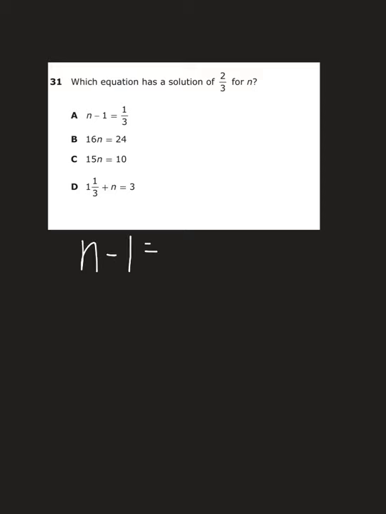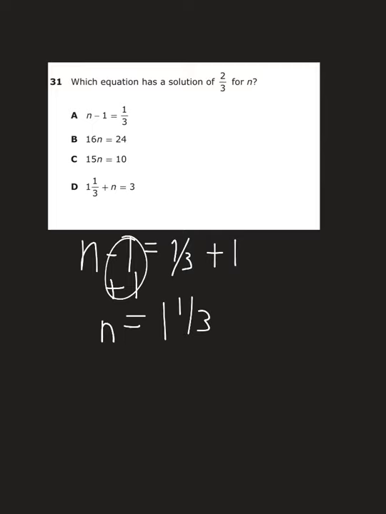n subtract 1 equals 1/3. Well, the opposite operation or the inverse operation of subtraction would be addition. So we're going to add 1 to both sides. That will cancel this out and leave the n. And now we add 1 and 1/3, 1 and 1/3, and that equals 1 and 1/3. Which is not 2/3, so that would not be the right answer.